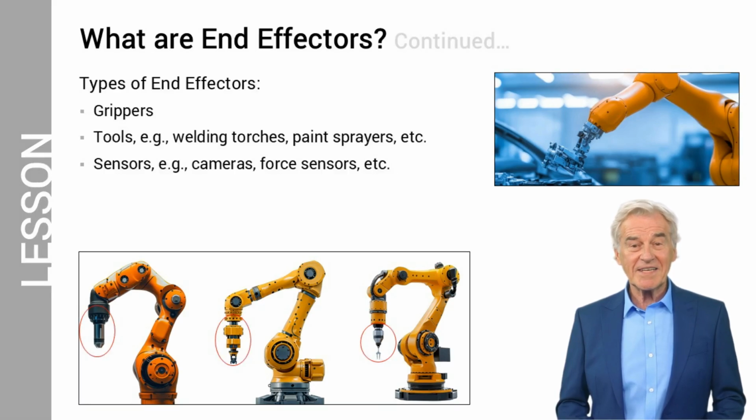End effectors in robotics can be classified into several types. Grippers represent the most common category, designed to grasp and manipulate objects in various ways. Tools form another essential category, which includes devices like welding torches and paint sprayers that enable robots to perform specific manufacturing processes. The third category consists of sensors such as cameras and force sensors, which provide feedback and data collection capabilities, allowing robots to interact more intelligently with their environment and perform tasks with greater precision. These types of end effectors can be used individually or in combination, depending on the specific requirements of the robotic application.